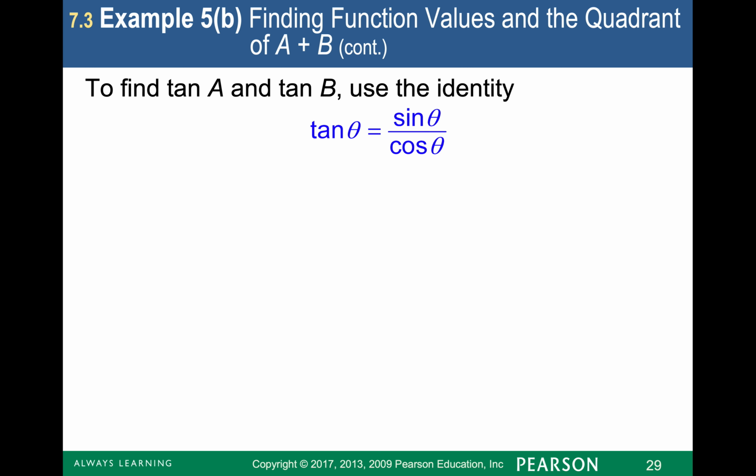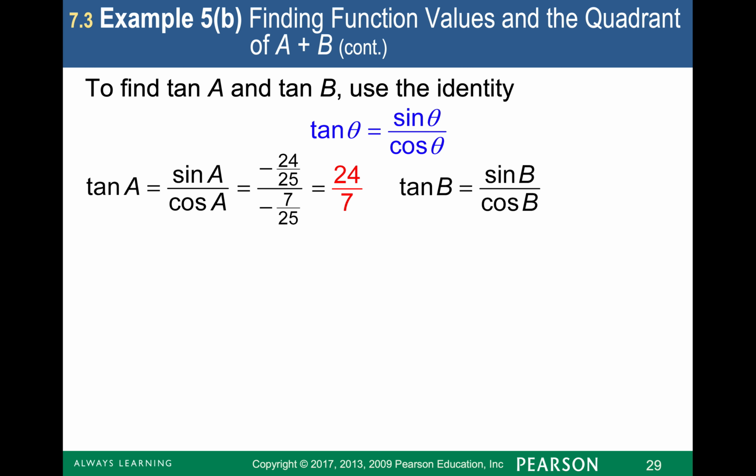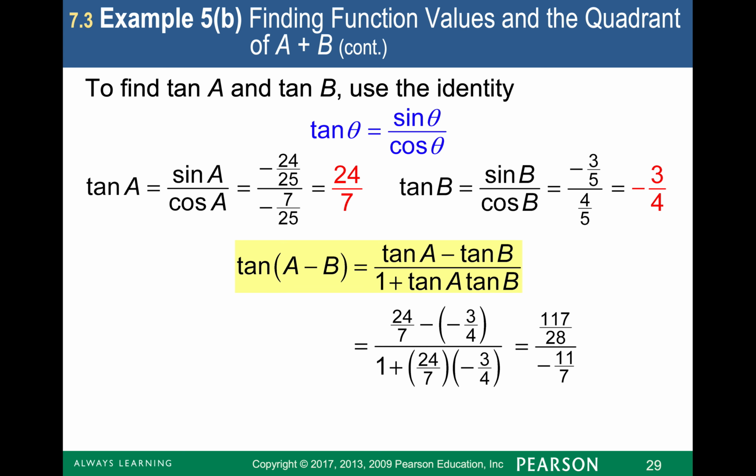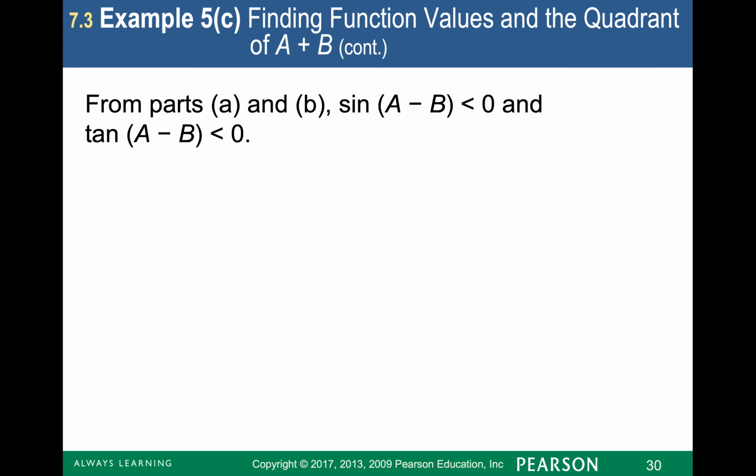Here, if I know tangent A and tangent B, I can use my identity to take those values I just found, divide them, and get 27 over 4. I can do the same thing with angle B to get negative 3 over 4. Utilizing that difference identity, I can then find tangent of A minus B, which is going to be negative 117 over 44.